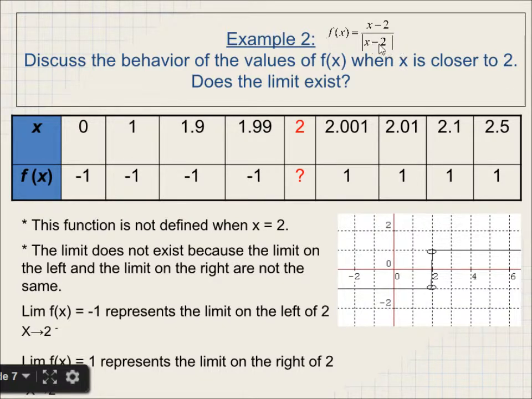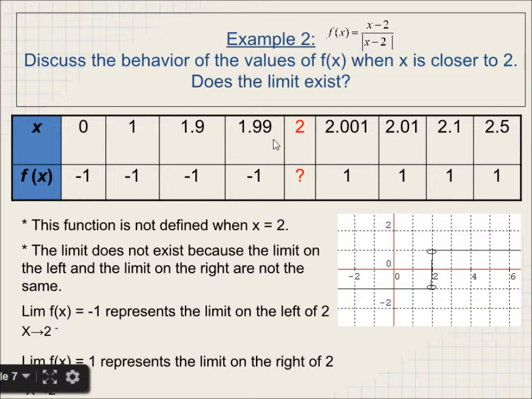Let's see this example, x minus 2 divided by mod of x minus 2. Mod means absolute value. Whenever you calculate this value, when it comes out of the mod, it becomes positive. So mod always defines the absolute value of the expression inside the mod. So let's see the behavior and see if the limit exists.